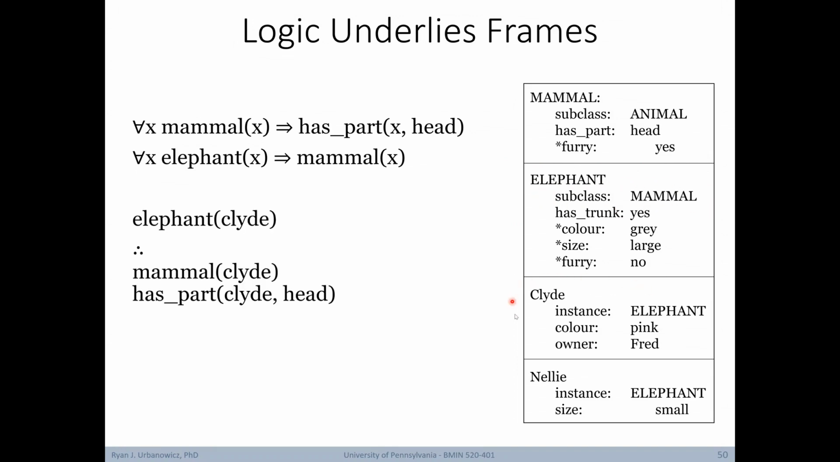In this frame, we also have an individual Clyde. Clyde is an instance of category elephant. Based on the rules of inheritance for frames, knowing that Clyde is an elephant means that we can also conclude that Clyde is a mammal. And since we know that, we can also conclude that Clyde has a head.